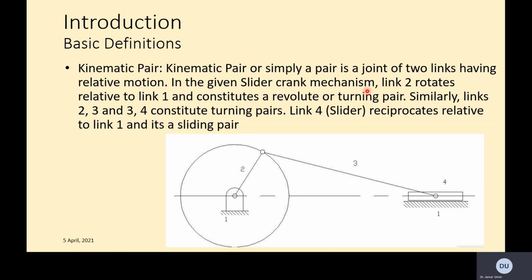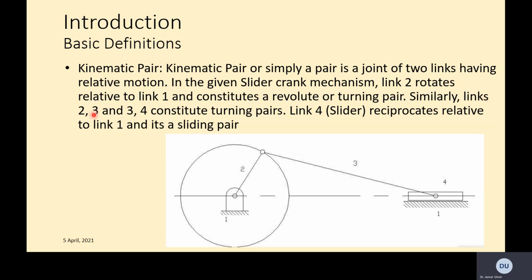In the given slider crank mechanism, link 2 rotates relative to link 1. You see this is link 2, this is link 1, and this is also link 1, because both are stationary, so they are considered as one link. Just imagine link 2 rotating in any direction, clockwise or anti-clockwise. It rotates relative to link 1, and constitutes a revolute or turning pair. Such a combination where one link is revolving or turning with reference to another link is called a turning pair.